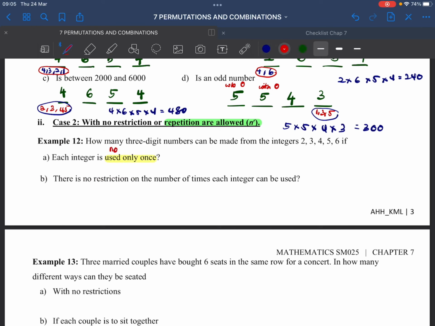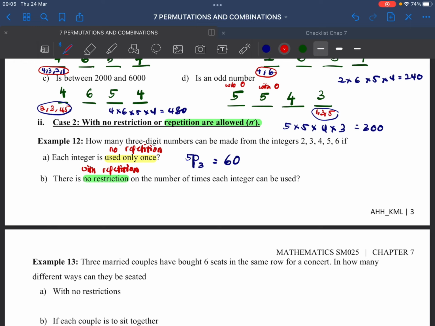Okay, no repetition. So kamu tahu formula untuk repetition ialah kita ada 1, 2, 3, 4, 5 digit. Kita nak susun 3 digit. So that's gonna be 5P3, which is equals to 60. Okay, no repetition. Okay, soalan B. There is no restriction. When the question said no restriction, that means with repetition, ataupun repetition is allowed lah. There is no restriction on the number of times each integers can be used.